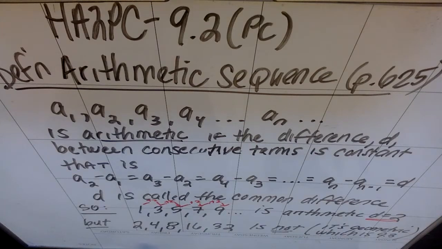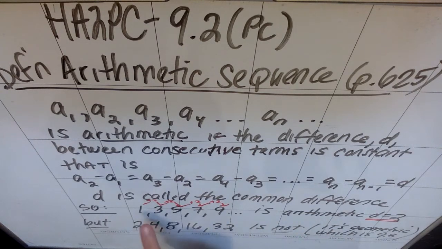But the sequence 2, 4, 6, sorry, not 2, 4, 6, 8, that would be arithmetic. 2, 4, 8, 16, 32 is not arithmetic, because to get from 2 to 4, I would add 2, but to get from 4 to 8, I'd have to add 4. Now, admittedly, someone is probably saying, but Hogan, you could just multiply by 2 every time, and then it would give you that sequence. And you're right, it would. But that's called a geometric sequence.